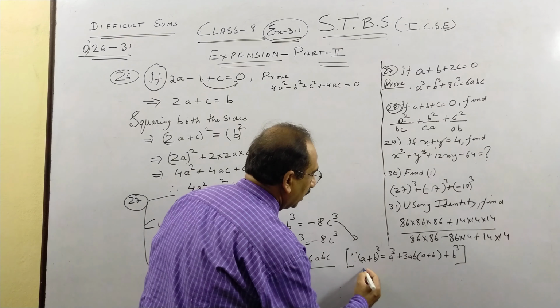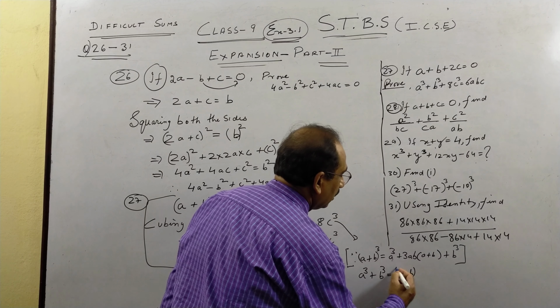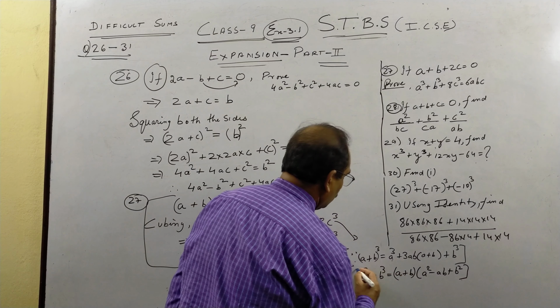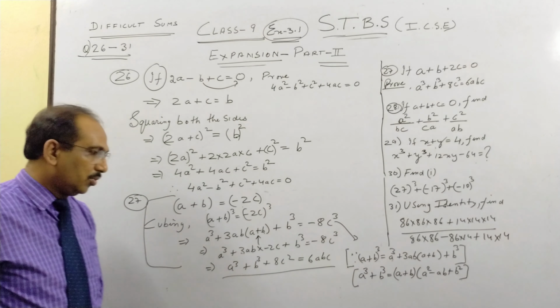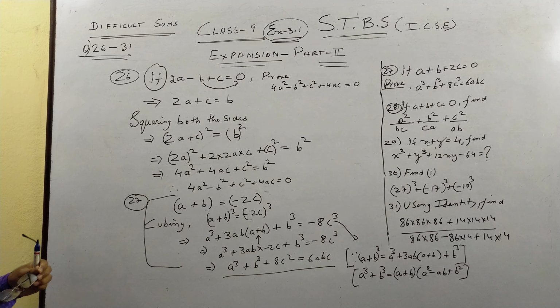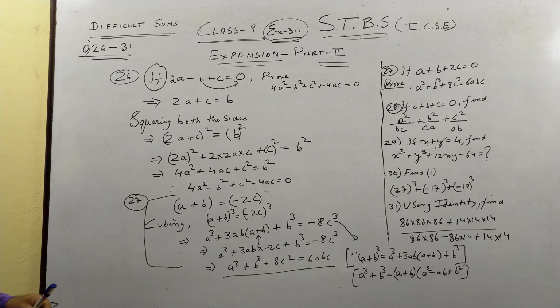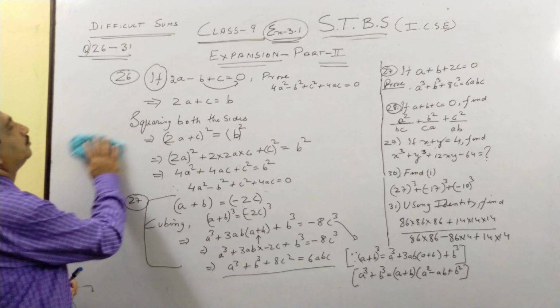So another formula is a cube plus b cube, which is a plus b into a square minus ab plus b square. So please don't confuse between these two. Here I am going to use the first formula. So kindly pause your video and copy whatever is there on the whiteboard. Now I will go to question 28.